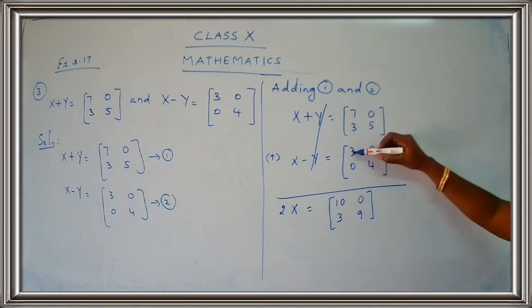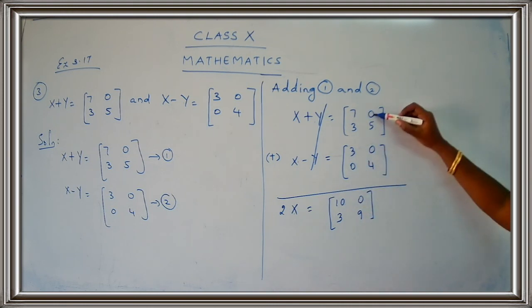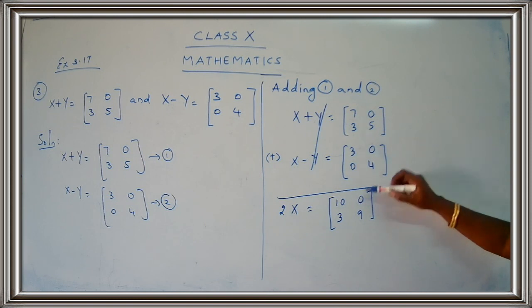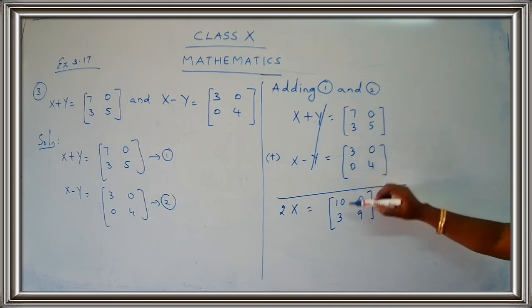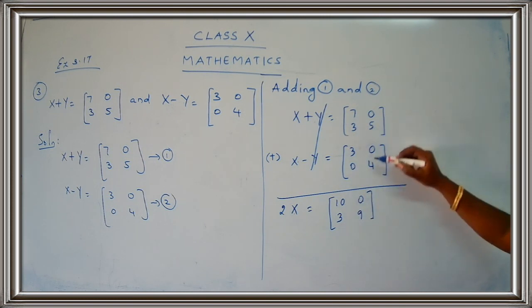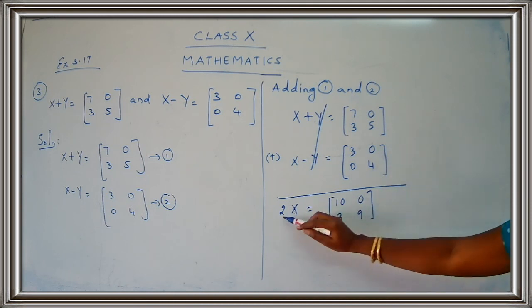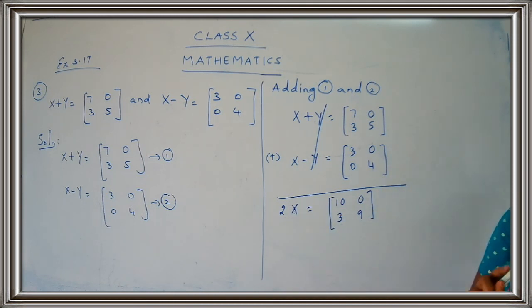So 7 plus 3, 10. 0 plus 0, 0. 3 plus 0, 3. 5 plus 4, 9. So we have found the value for 2x. But I don't want the value for 2x. I want the value for x.